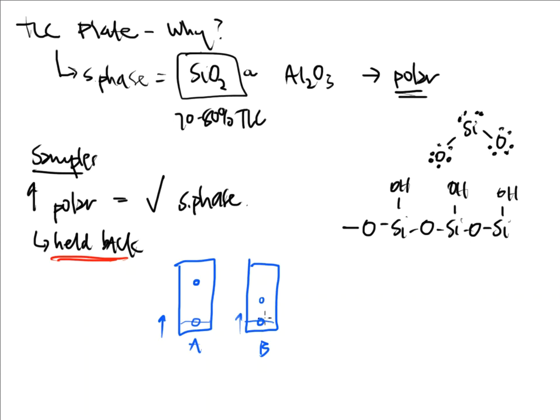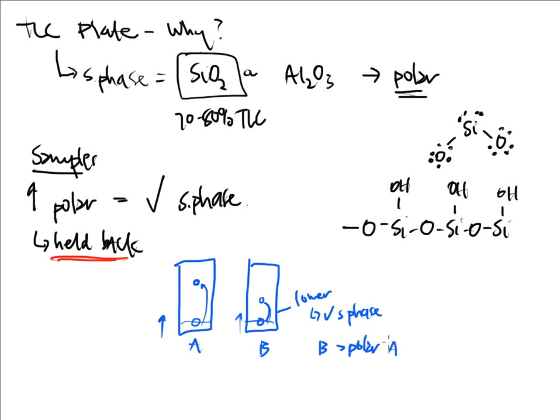So if I look at sample B, this has not moved as far as sample A has. So this is lower. And lower means that it really liked the stationary phase. It wanted to hang out with the stationary phase a little bit more. It was harder to get that compound to dislodge and move up the plate. So it prefers to be on the stationary phase. If it prefers to be on the stationary phase, then that means in this case, B is more polar than my A compound.